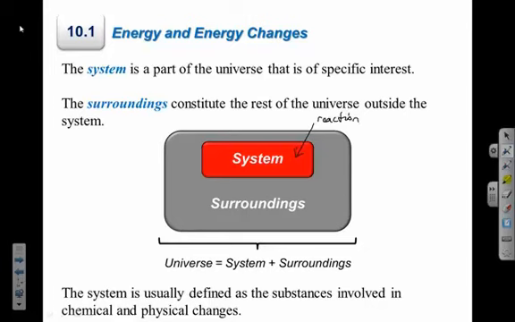And the system might go up or down in energy. It might become more stable or less stable. It might have the particles move faster or slower, so it might change its potential energy or kinetic energy. But it's not going to create or destroy energy, so it will be exchanging in some way energy with the surroundings. So the surroundings is everything else in the universe.